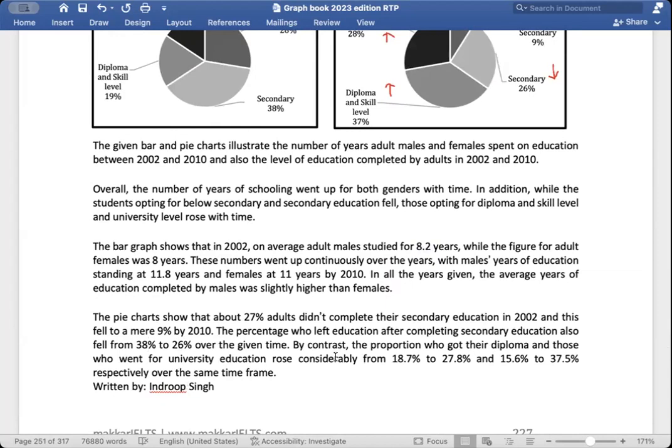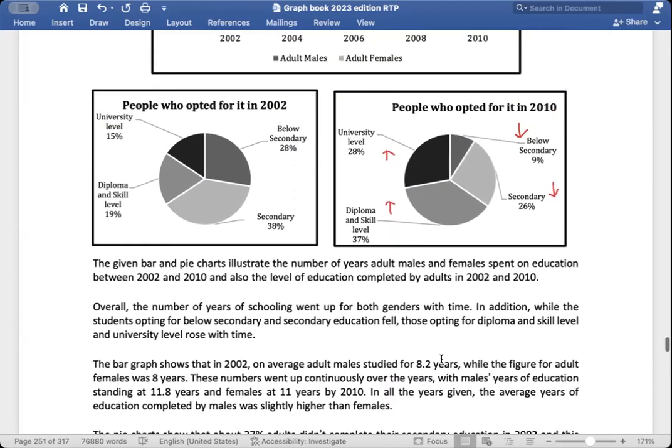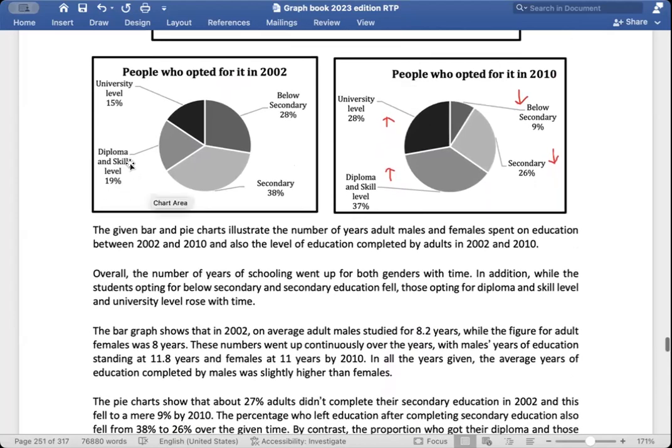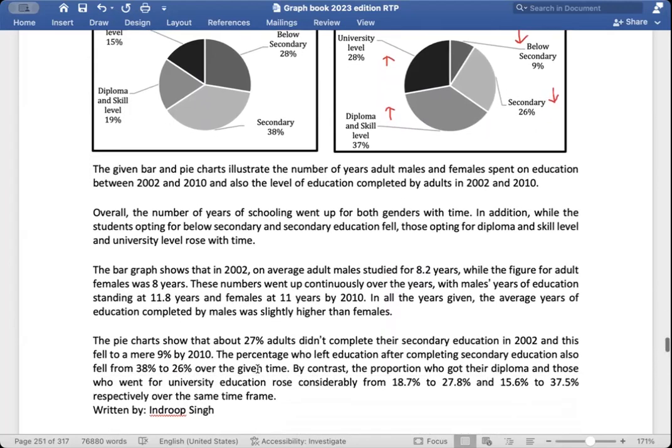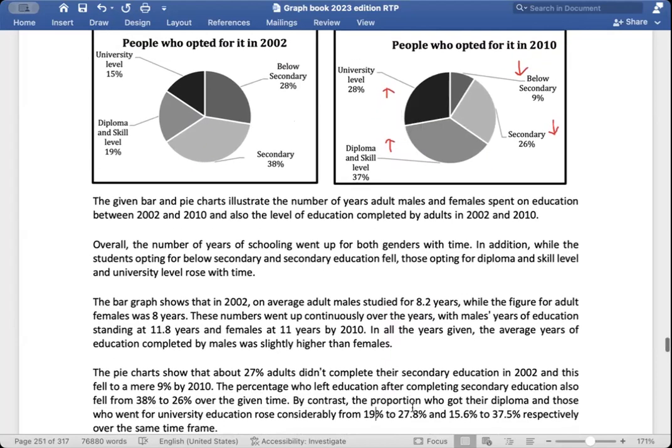By contrast, the proportion who got their diploma and those who went for university education rose from 18.7% to 27.8%. From 18.7, see, figures are different. I must have changed them later on. 18.7 here to, so what is this here? 18.7, what is the figure here? 19%. I'll just correct it also. 19% to 27.8%, to 28%. And 15.6, 15% to, this is 28%. 19% to 28%.